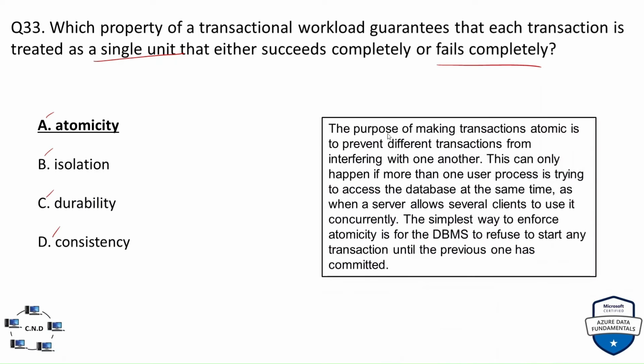So, the purpose of making transaction atomic is to prevent different transactions from interfering with one another. This can only happen if more than one user process is trying to access the database at the same time, as when a server allows several clients to use it concurrently. The simplest way to enforce atomicity is for the DBMS to refuse to start any transaction until the previous one has committed.